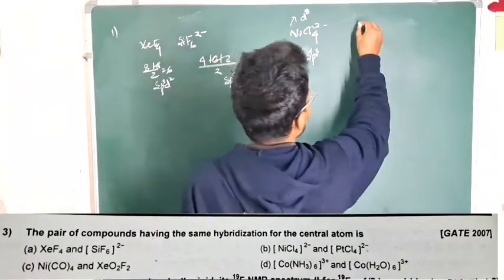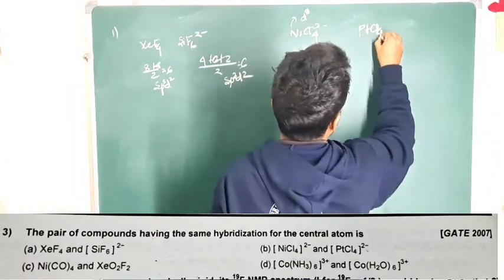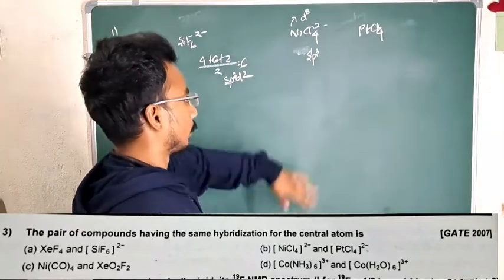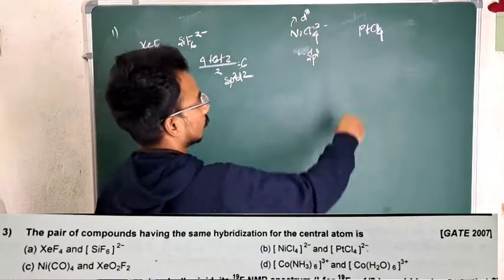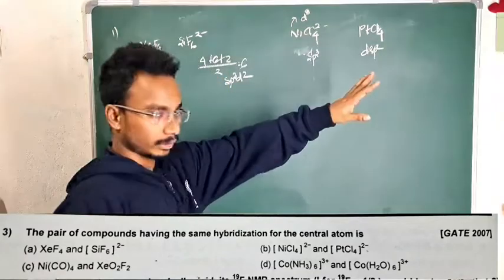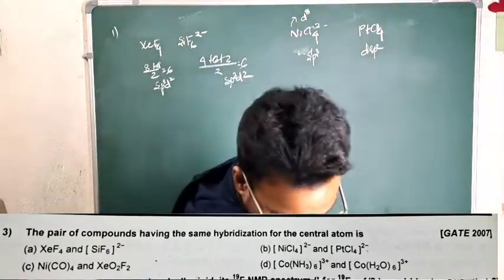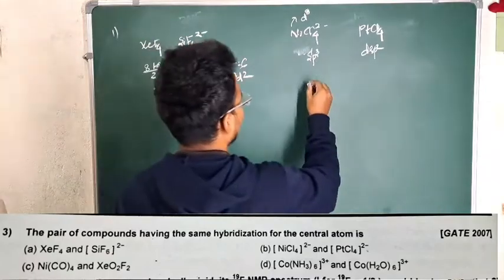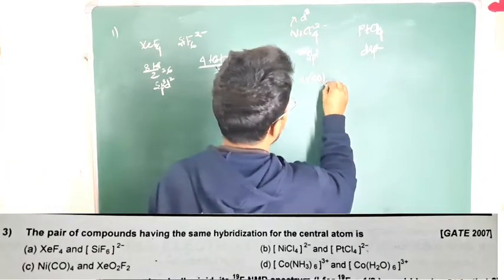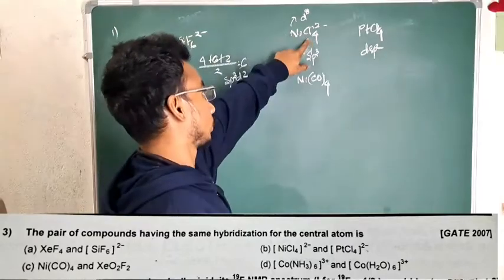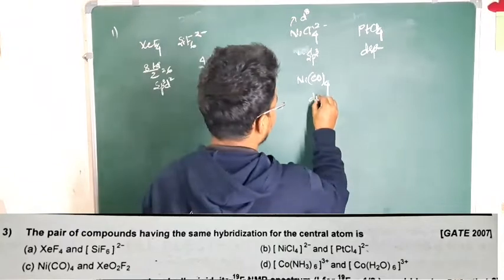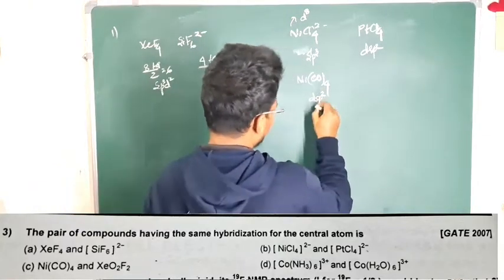PtCl4 2 minus, here a weak field ligand is present, but Pt is 5d, so that's why it will come as strong field, dsp2. So the hybridization is not the same. And the next question, Ni(CO)4. See, I am writing it below this so you can understand. Here in NiCl4 there is a weak field ligand, and here Ni is also present but with a strong field ligand, so it will be dsp2. As I told, d8 system.